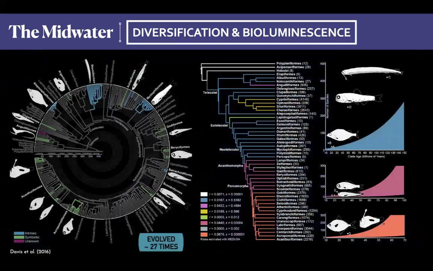And this happens in fish too. Within fishes, bioluminescence is actually believed to have evolved about 27 different times along the tree of life. And just to give a little bit of a caveat, intrinsic versus symbiotic. Within all of these groups, fishes included, invertebrates included, bioluminescence can occur in two different ways.